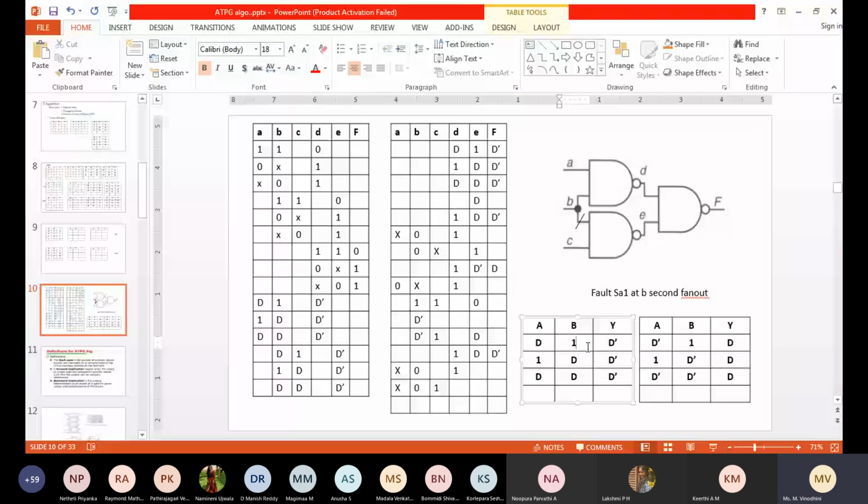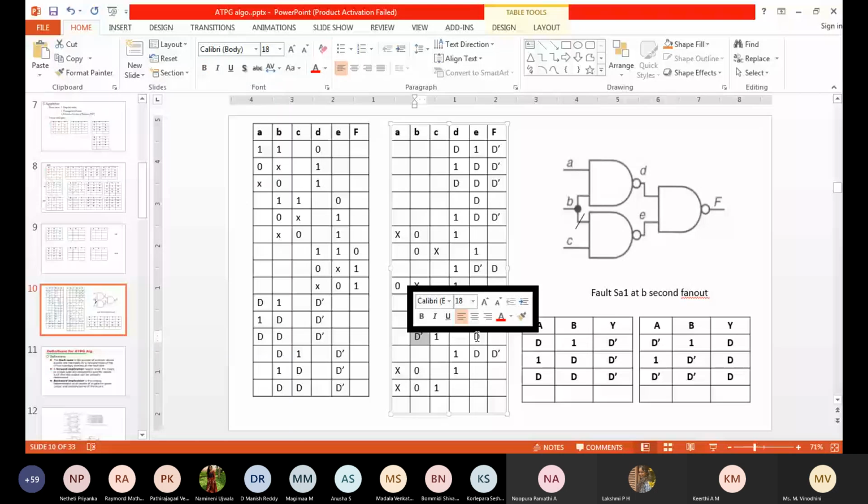First I activated here. Then I propagated to E. From E, I propagated to F. Next, I did line justification for D. And I got A and B value. B is fixed because while activating itself, I fixed it as 0. So I cannot change this. So first I filled this. And I got A as X.